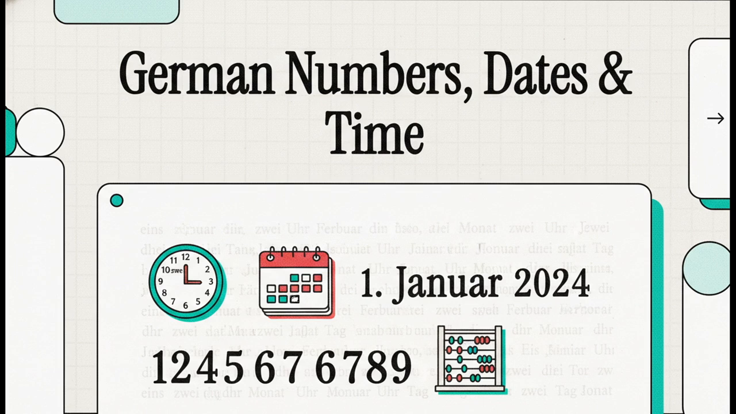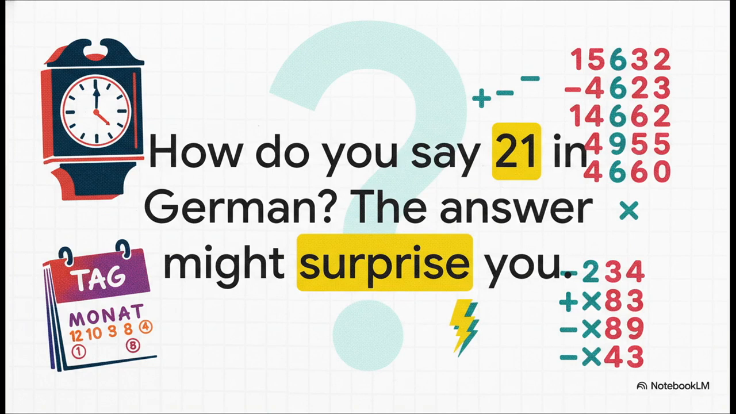Let's jump right in. Okay, so let's start with a quick question. How would you say 21 in German? Now, if you're thinking 21, just like in English, that makes a lot of sense. But it's not quite how it's done. See, German kind of asks you to think about numbers a little differently, almost backwards. We're going to unravel exactly what that means right now.